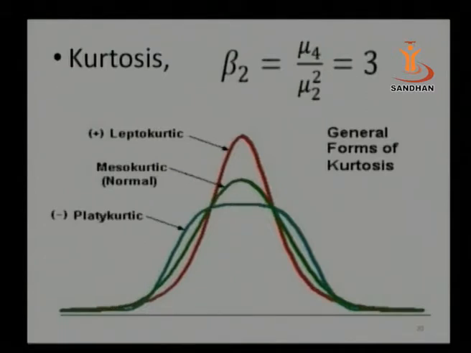And in the case of beta 2 greater than 3, you will have the leptokurtic curve. So here you can see the general forms of kurtosis. Wherever you have a platykurtic curve, your data will be quite spread out with respect to the leptokurtic or mesokurtic curve. Whenever you have the leptokurtic curve, the peak of the curve will be quite taller, you can say that, and in that case you may have less spread data, meaning the spreadness of the curve will be less than that of the platykurtic curve.